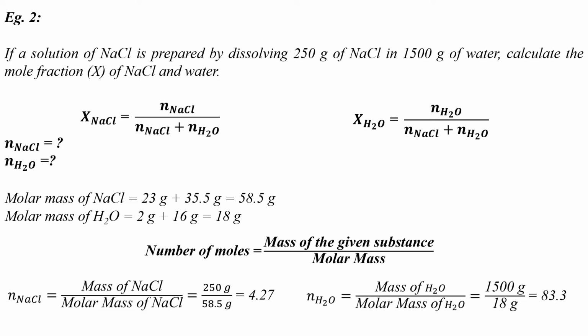Now what about the number of moles of water? It is equal to mass of water divided by molar mass of water. So what is the mass of water which is given? It is 1500 grams, divided by molar mass of water you calculated, which is equal to 18 grams. If you solve both, you get 83.3. This is the number of moles of water.